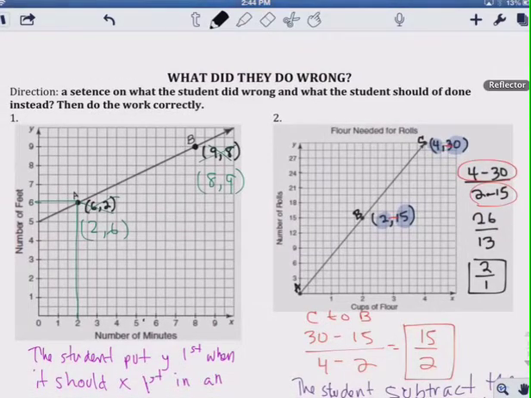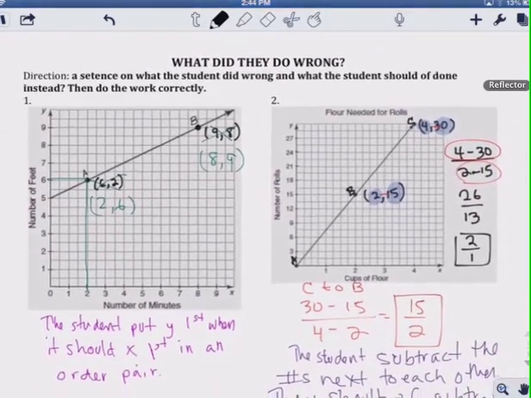I recorded, but I did not. But this is tonight's homework. It's a blue worksheet.